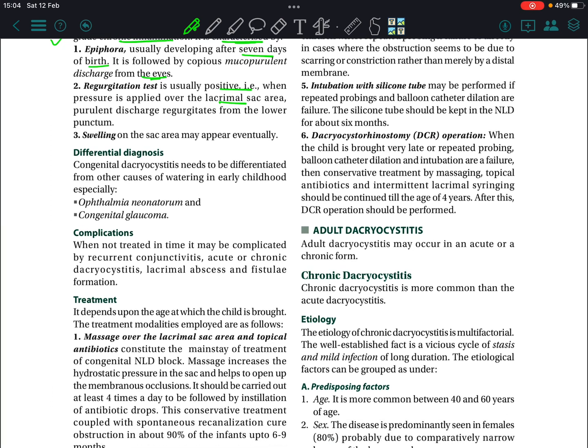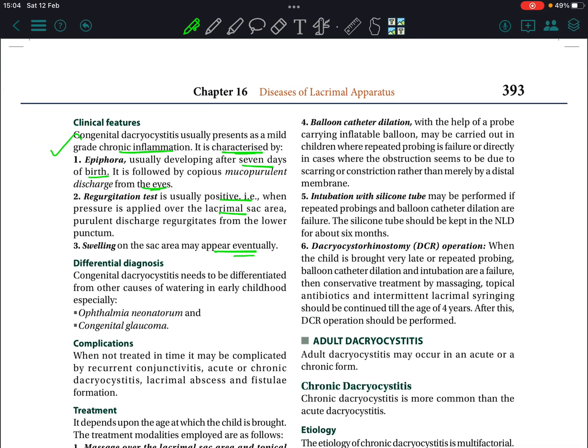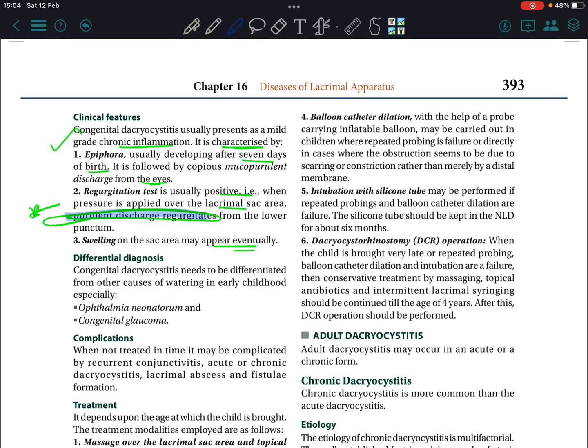Then swelling in the sac area may appear eventually. These are the clinical features: epiphora, regurgitation test, and purulent discharge is regurgitated.